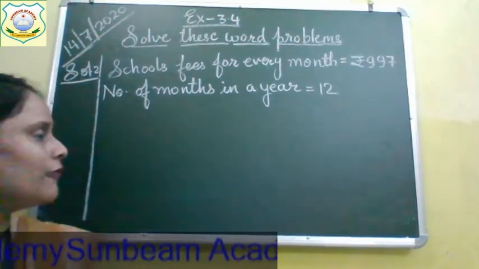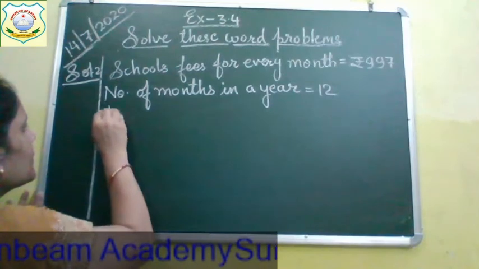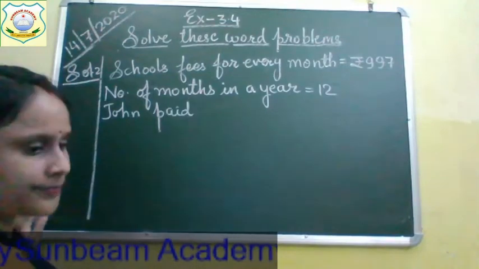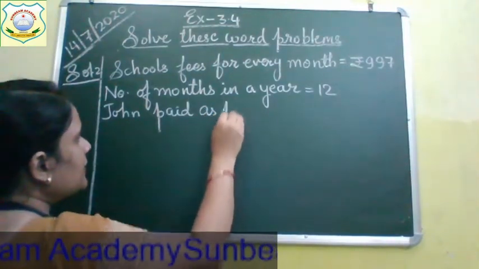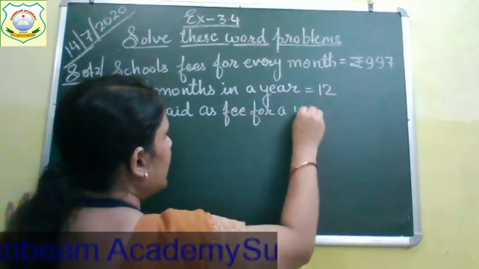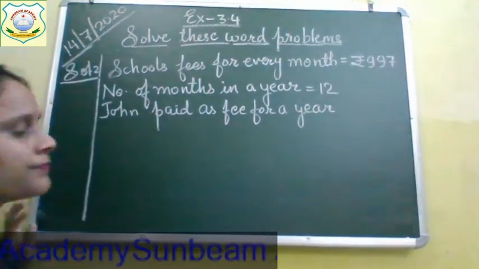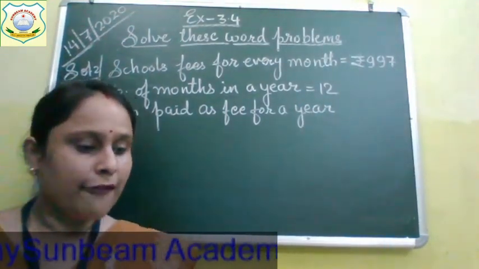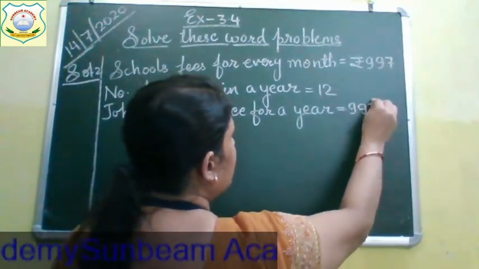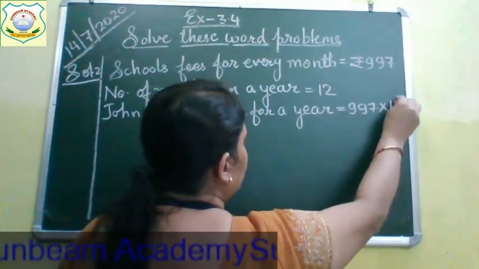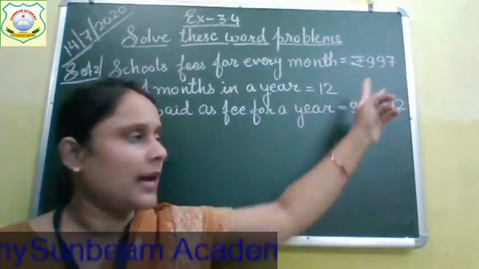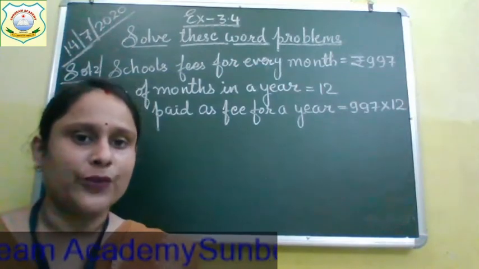Now what we have to find? John paid as fee for a year is equal to 997 into 12. Okay. So we will multiply this 997, 1 month amount, to 12 to get his annual fees.